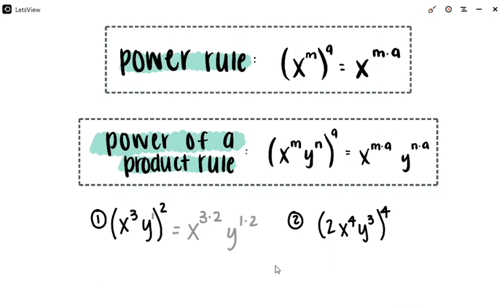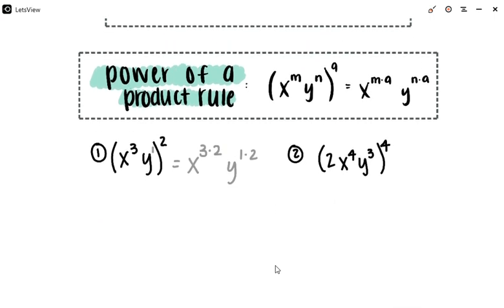The biggest thing that I see students do, and I was guilty of this when I first learned this, I would always write that as x times 3 squared. No. That would give us, if we had 3 squared, that would give us x to the 9th. That is not the same thing, okay? We're not doing 3 squared. We're bringing it in, we're distributing it, we're multiplying. 3 times 2. That's going to give us x to the 6. Y to the 1 times 2 is just y to the 2nd.